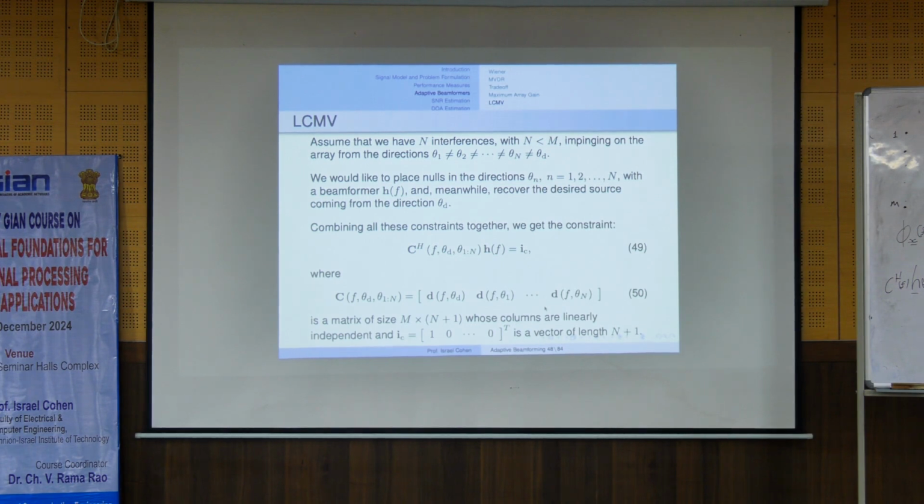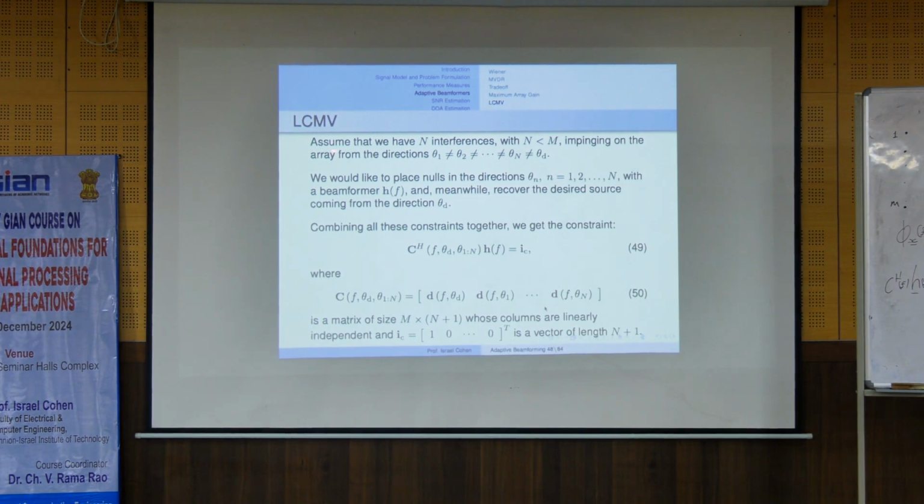Everything else is the same. LCMV, also here, we add some constraints for certain directions. We can put nulls in certain directions. So you see, we put nulls for certain directions.